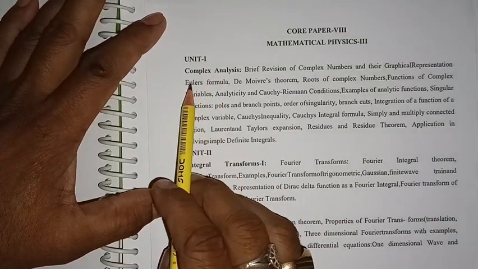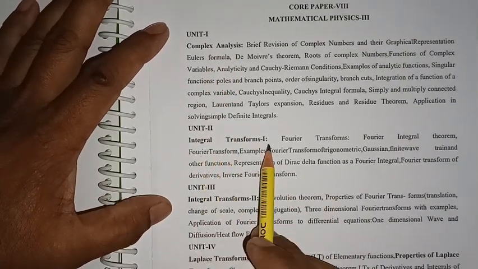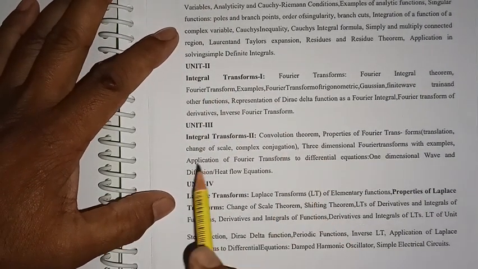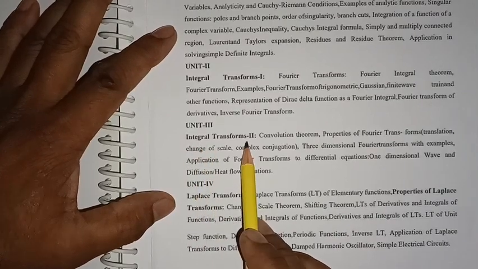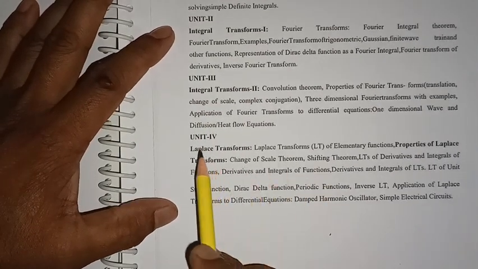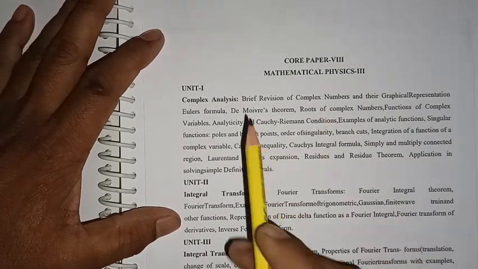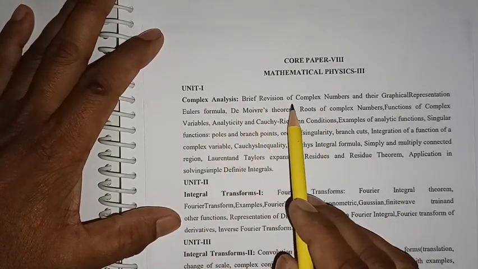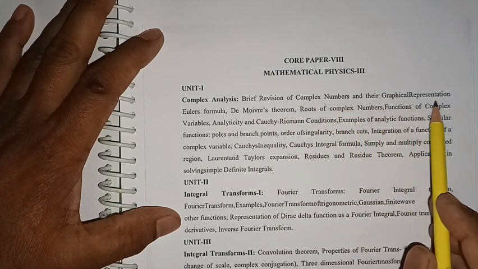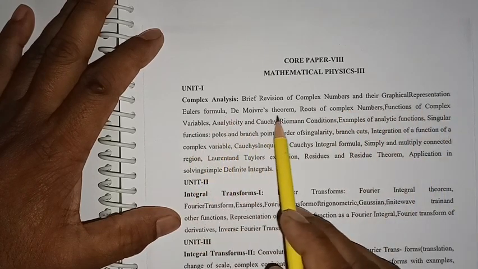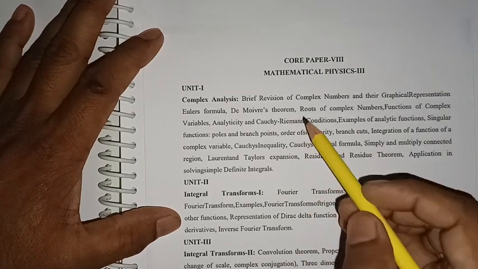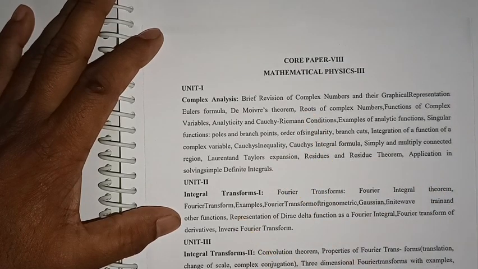The first unit belongs to complex analysis, the second unit is integral transforms part 1, the third unit is integral transforms part 2, and the fourth unit is Laplace transforms. In your first unit you can see that we are going to discuss a brief revision of complex numbers and their graphical representations, Euler's formula, de Moivre's theorem, and so on. All these topics we are going to discuss in detail with notes.